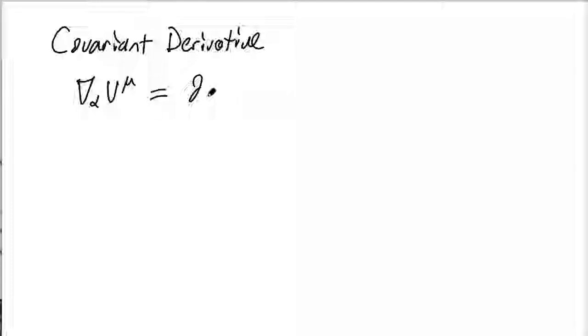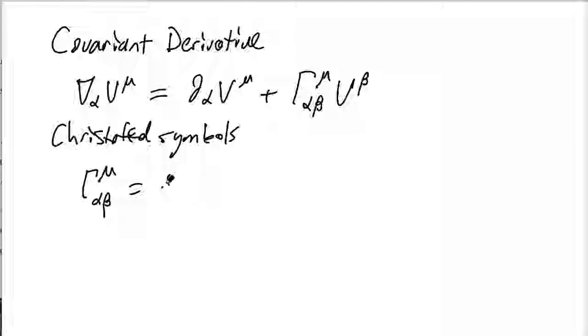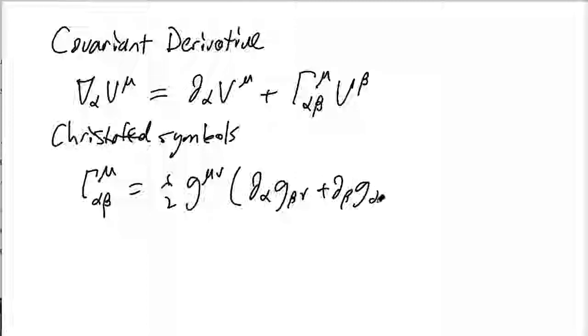In the last lecture, I defined the covariant derivative of a vector field. So for a vector field V, the covariant derivative ∇_α V^μ is defined by ∂_α V^μ plus Γ^μ_αβ V^β. And these Γs are the Christoffel symbols. They're defined by Γ^μ_αβ equals 1/2 g^μν times (∂_α g_βν plus ∂_β g_αν minus ∂_ν g_αβ).